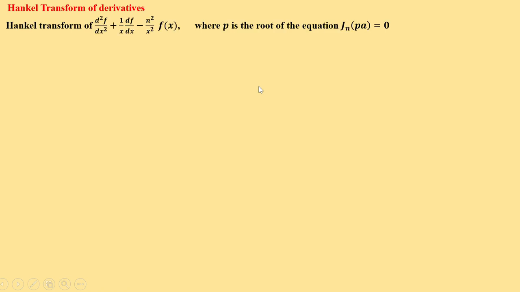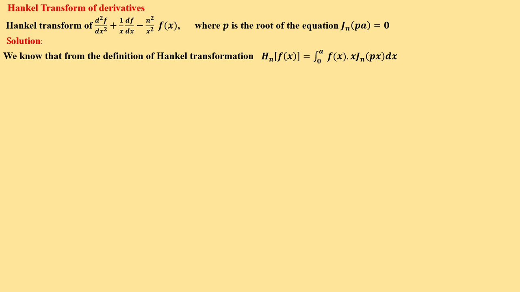Hankel transform of derivatives. Hankel transform of d²f/dx² + (1/x) df/dx − (n²/x²) f(x), where p is the root of the equation Jn(pa) = 0. So we know that from the definition of Hankel transformation, Hn of f(x) is equal to the integral from 0 to a of f(x) Jn(px) dx.